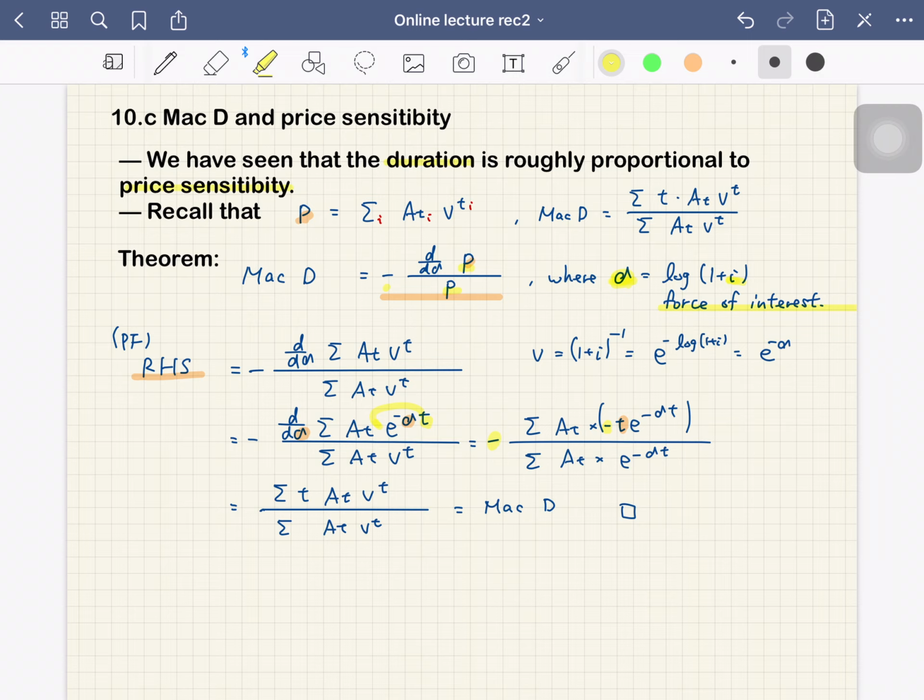And 10.C is a theoretical section, and we don't have any exercise questions to prove this kind of theorem.